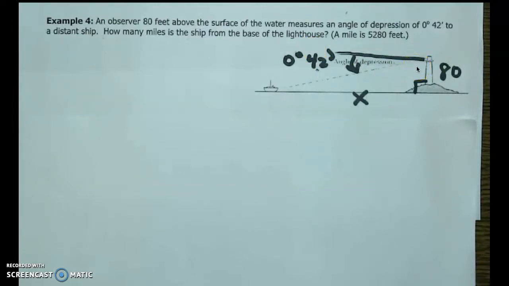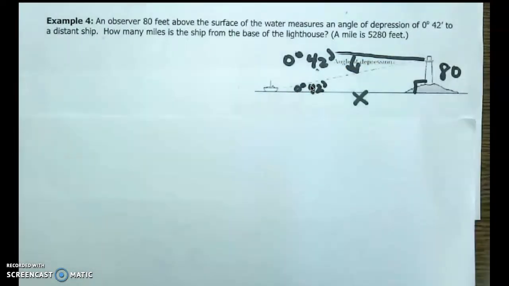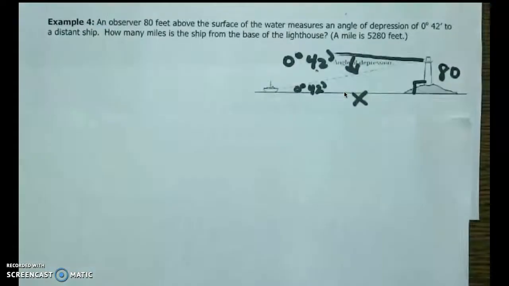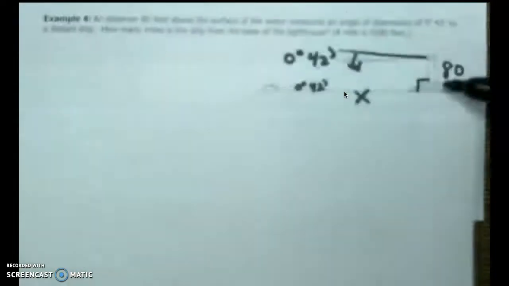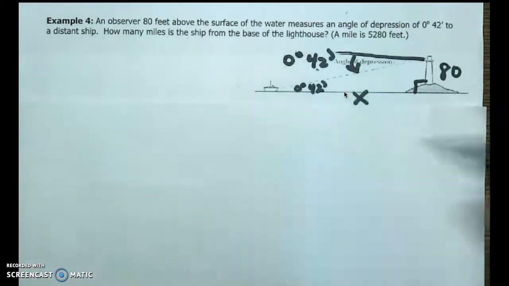Or you could use your geometry skills and notice that these are two parallel lines because they're both horizontal with a transversal cutting through them. And so we have alternate interior angles. So this angle up here is congruent to this angle down here. So this angle down here is also 0 degrees and 42 minutes, which doesn't take any work or subtracting. So going from there, let's go ahead and start to solve the problem. So 80 is my opposite side, x is my adjacent side, and so we're going to be using tangent.